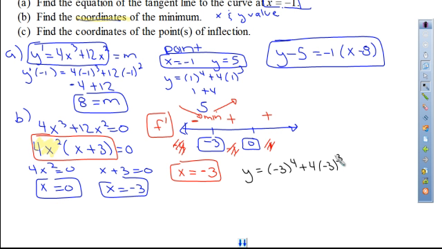So -3 to the 4th power is going to be 81. And -3 to the 3rd power is -27, and 27 times 4 is 108. So 81 minus 108 would be -27.